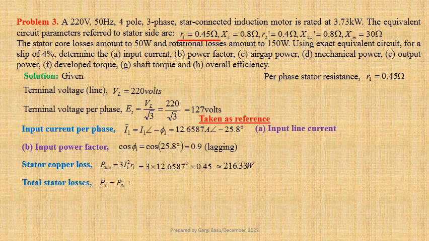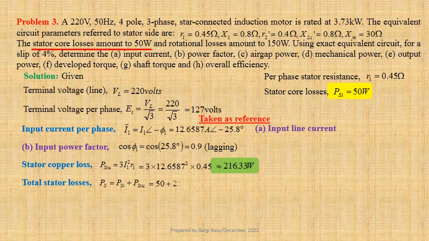Now we shall determine total stator losses. Ps equals Psi plus Ps copper. Given stator core losses Psi equals 50 watts. Therefore, Ps equals 50 plus 216.33, that is equal to 266.33 watt. Expression for total input power Pin equals Pg plus Ps.